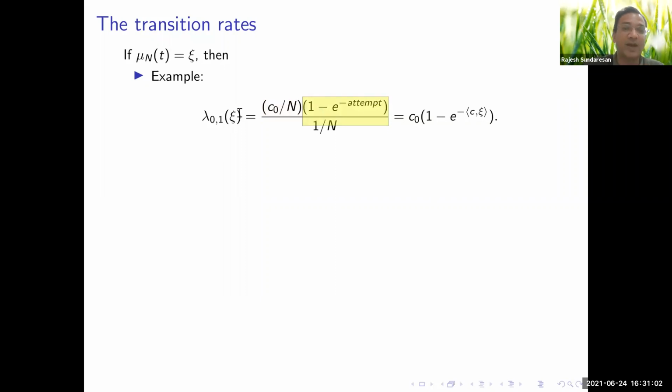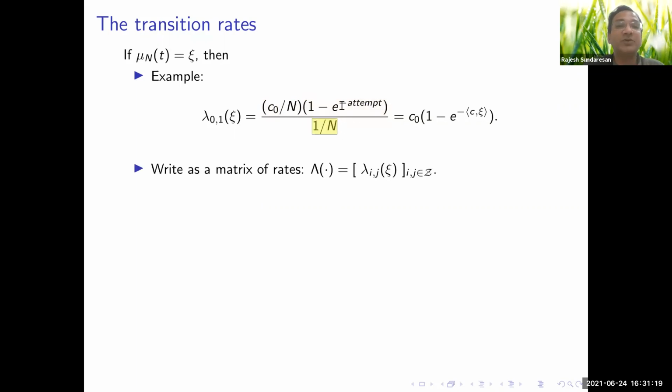I beg your pardon, I'll go back and describe this again. It must make an attempt, and for it to fail and go to state 1, somebody else must transmit. That means there must be a collision, and this was the collision probability. And this happens in slot time 1 over n. And so we can write down the transition rate as C0, the n cancels off, and it's C0 times 1 minus e to the minus the activity coefficient, which depends on the empirical measure.